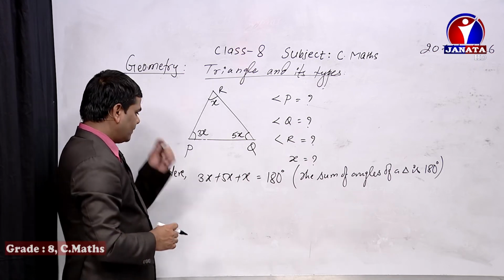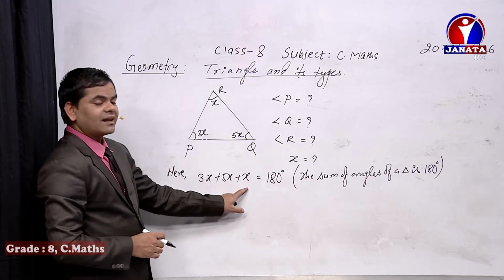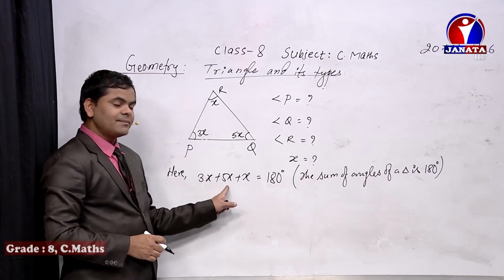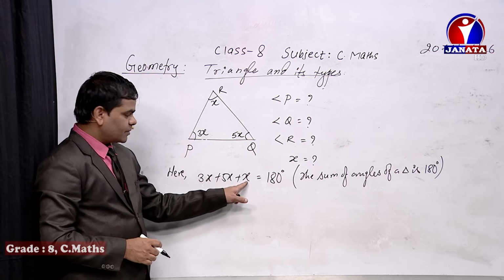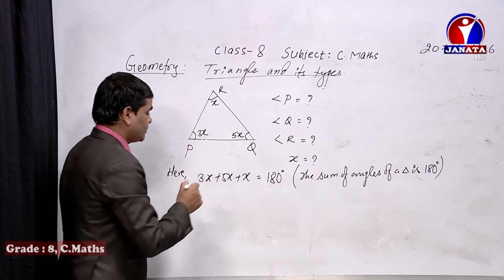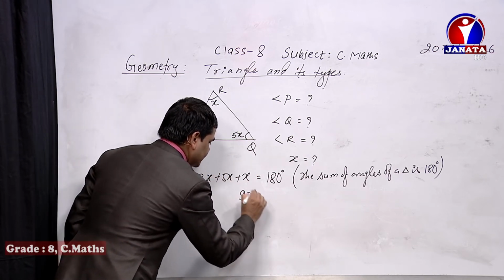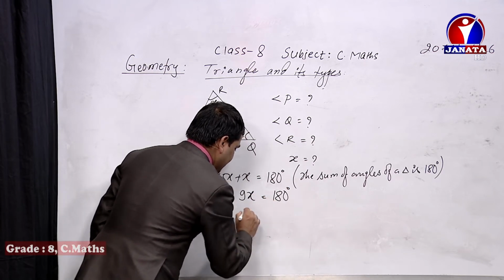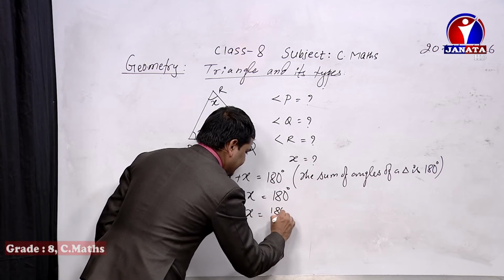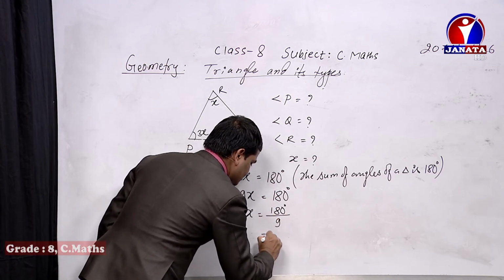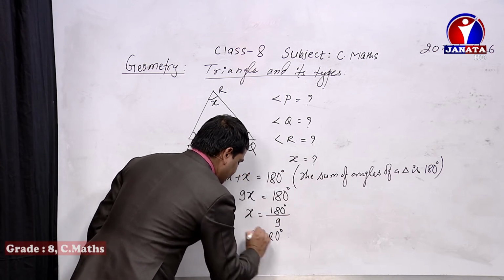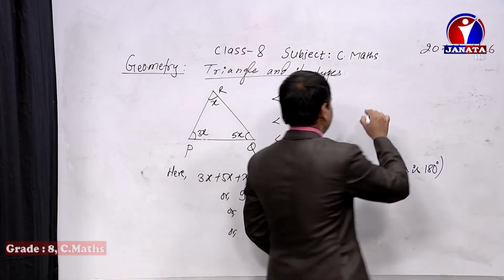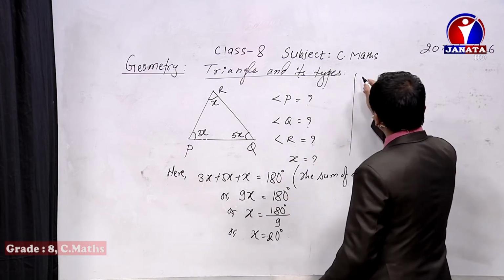Now, what is the sum? As they are like terms, we can add them, isn't it? So 3x plus 5x is 8x, and then plus 1x, it becomes equal to 9x. So 9x equals 180 degrees, and then x equals 180 degrees divided by 9, which equals 20 degrees. So we got the value of x.